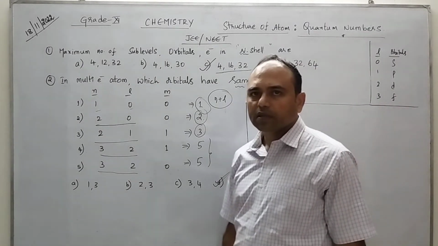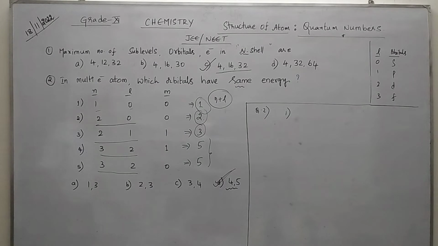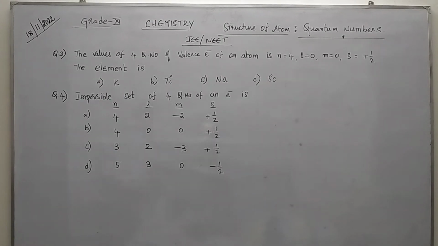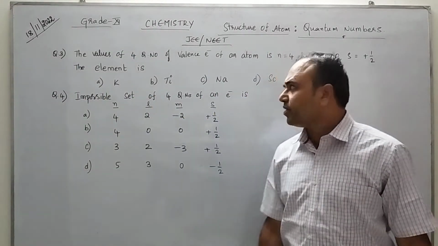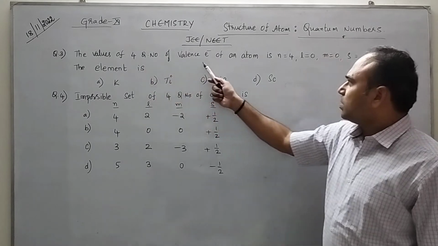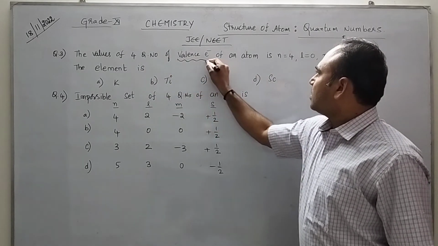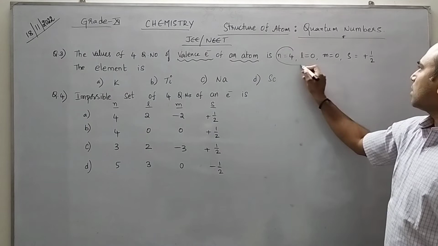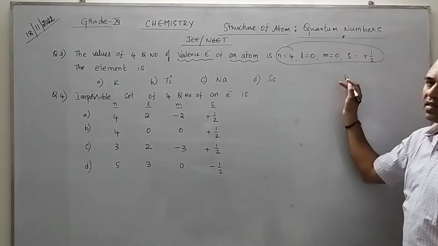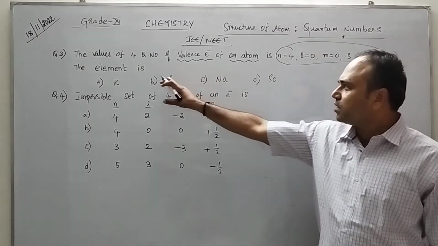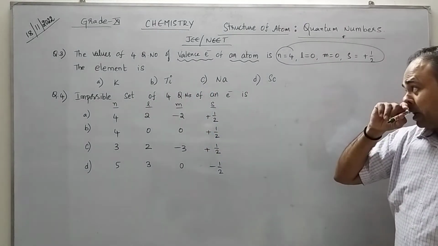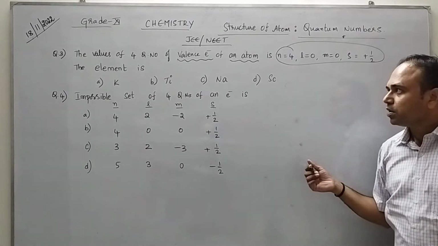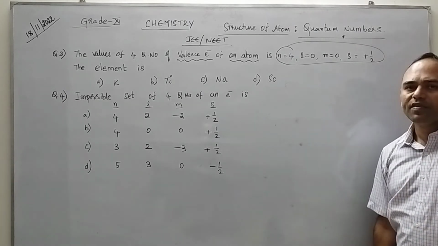Now let us see the question number 3 and 4. So question number 3, they have mentioned that the values of 4 quantum numbers of the valence electron of an atom is given as n, l, m, s with these values. Now they are asking what is the element. So either it is potassium, titanium, sodium or scandium. So before that you should know the atomic number as well as electronic configuration.